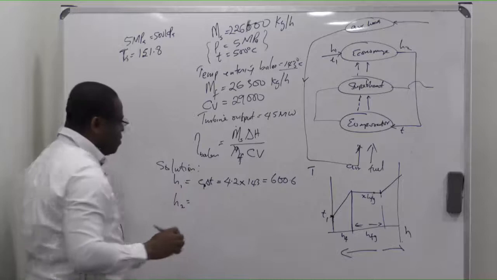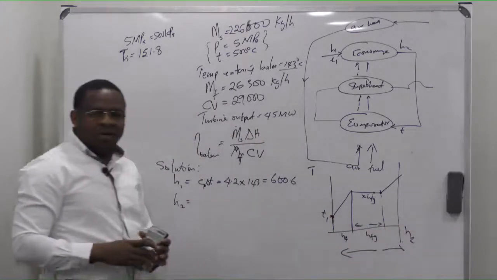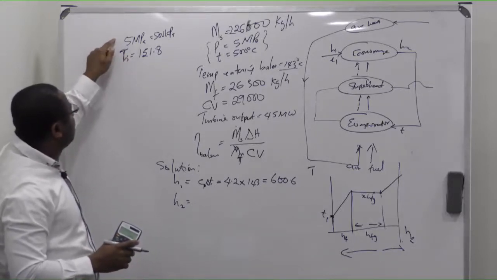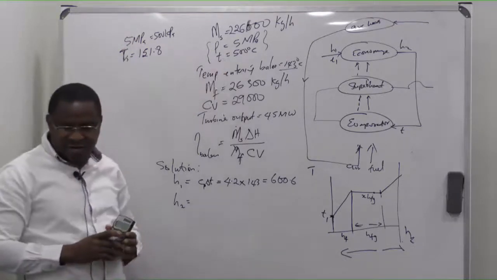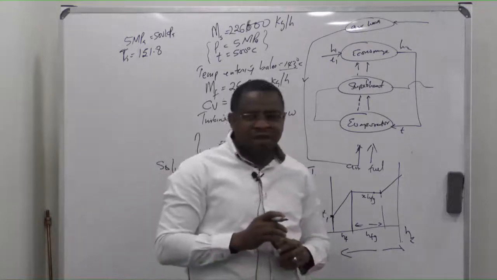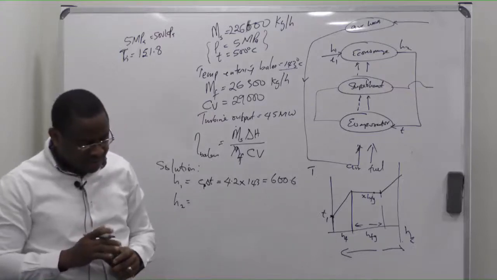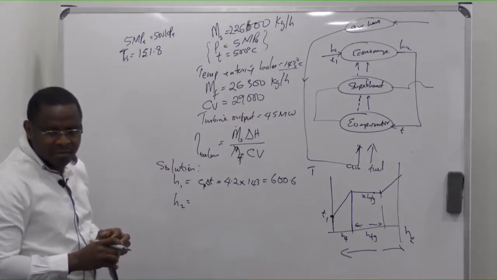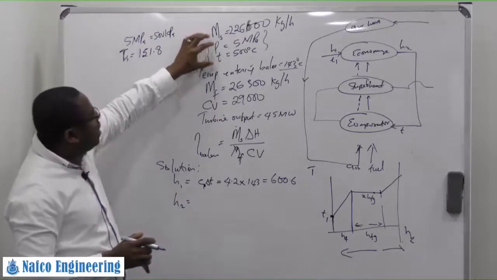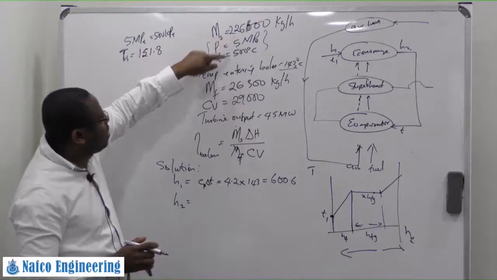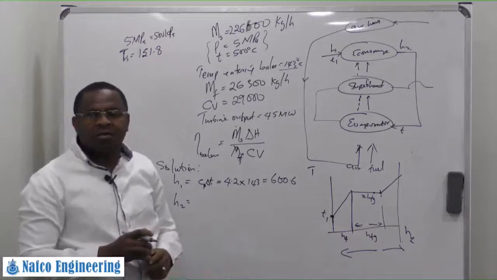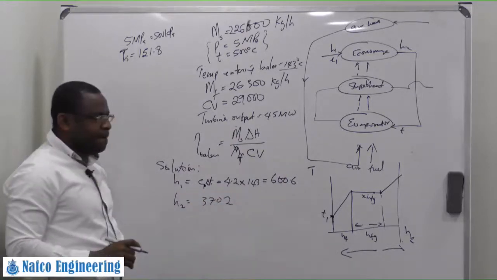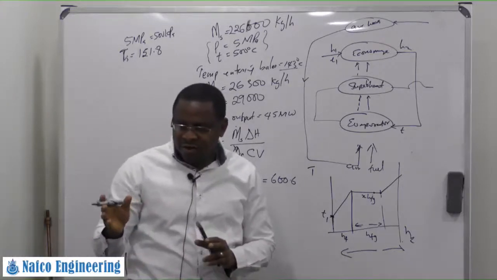Now, H2, which is in this case the enthalpy at the end there, we have seen already that this is superheated. So you go to a superheat table, look for 5 MPa at 500 degrees. Okay, check the enthalpy. Let's go to the superheat table. So you see that we said that this is superheated, right? And I said, okay, let's go to the superheat table, look for 500 kPa at 500 degrees centigrade and check what the enthalpy is. 3702. It's okay. Agreed? Yes. 3702.